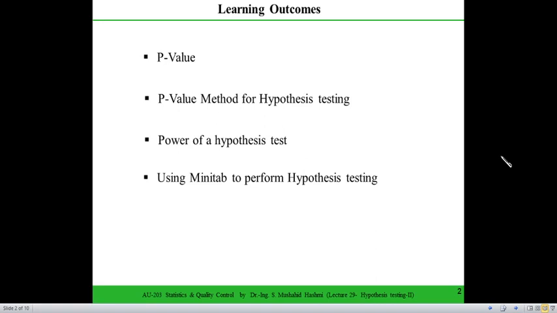We already have seen Minitab in the earlier lectures, so the same can be done in Minitab as well. And in the end, we will look at hypothesis testing for a population proportion. So that is another aspect.